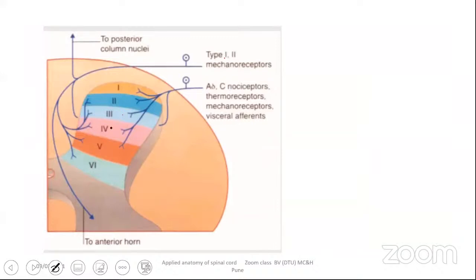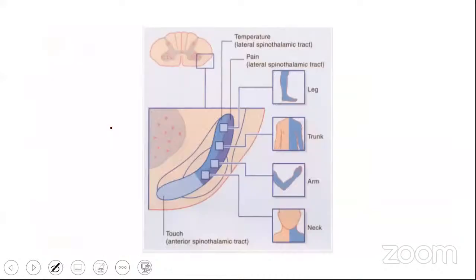See, the thing to understand is the spinothalamic tract is a crossed tract, and the posterior columns are not crossed, they are ipsilateral. You can see that temperature, lateral spinothalamic tract, pain, lateral spinothalamic tract. This is originating from the leg. This is the trunk. This is the arm, and this is the neck, and this is the touch. So this is the spinothalamic tract distribution, and at cervical level, the spinothalamic distribution is CTLS. CTLS means the lateral part is the leg and the neck is the medial part. So the distribution is very important to remember.